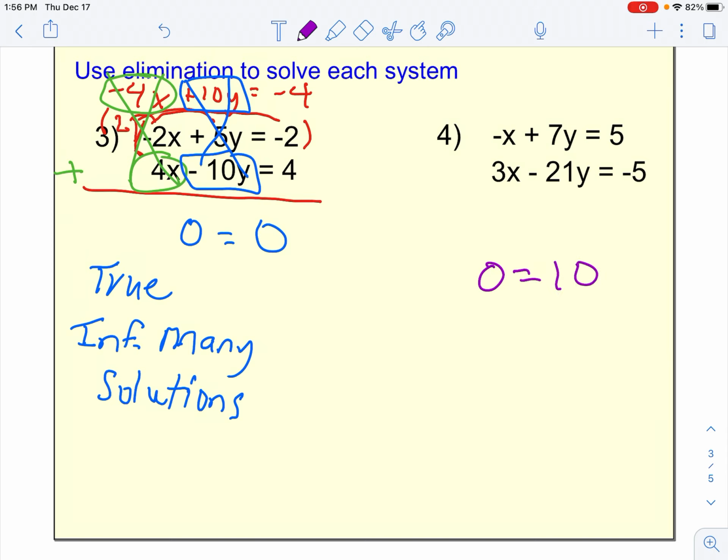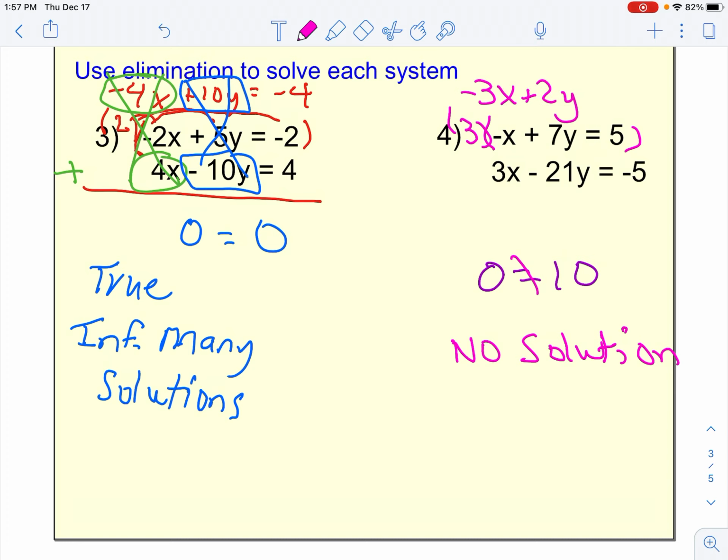Okay, well, what you should have gotten, hopefully, is something like 0 is equal to 10. Well, it's not equal to 10. So this is the kind that has no solution. Now, if you did not get the right values here, what I did is I would have multiplied this top equation by 3, because then that would give me negative 3x, that would give me 21y, and it would give me 15 on the other side.